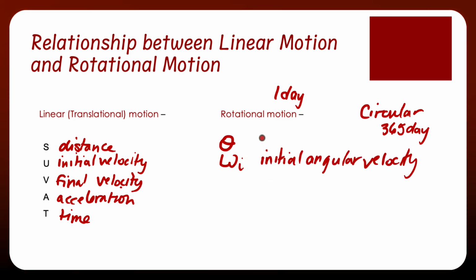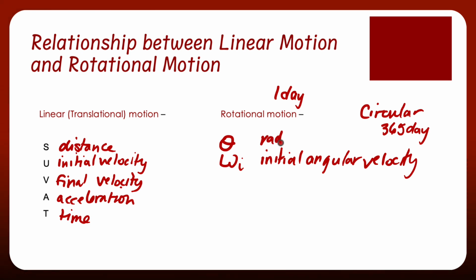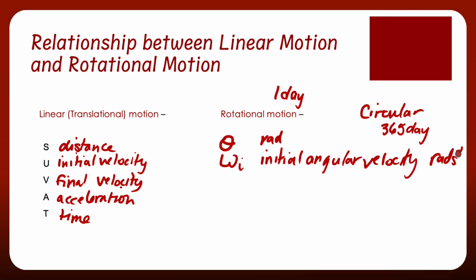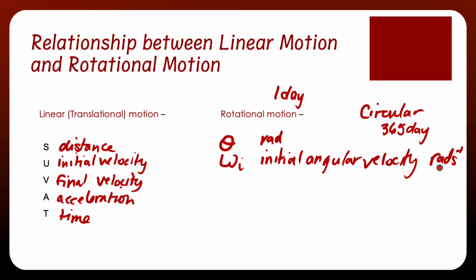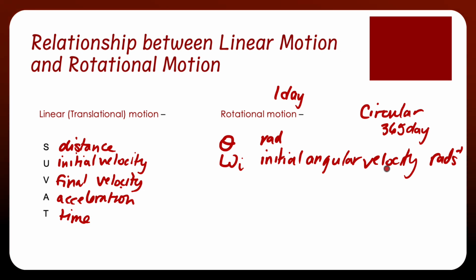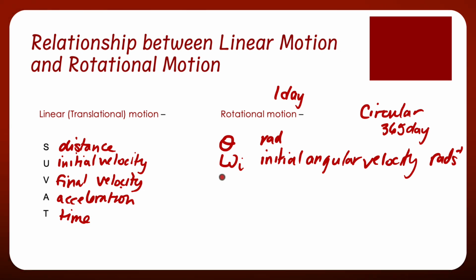Now let me point out, if this is the angle and that's in radians, then my initial angular velocity is going to be in radians per second. We don't usually write radians a lot, so this would be a per second, which is also known as a hertz, which is why this is sometimes called an angular frequency. It's not a big deal. Don't let it mess you up.